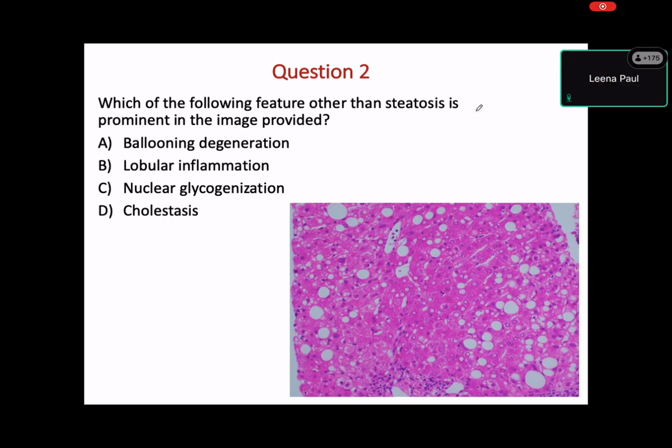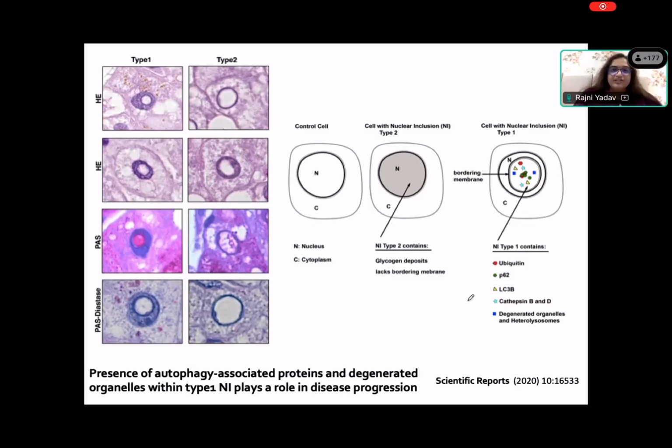The maximum response is for C, nuclear glycogenization. So that means everybody is very attentive. So yes, it is beautifully highlighting this nuclear glycogenization. See this glycogenization or the inclusions.